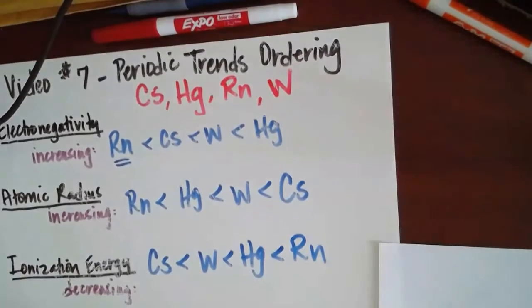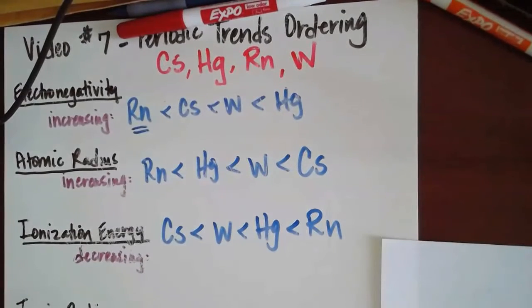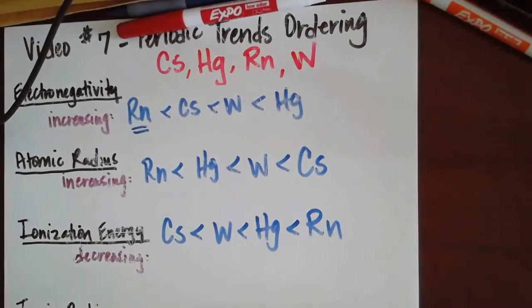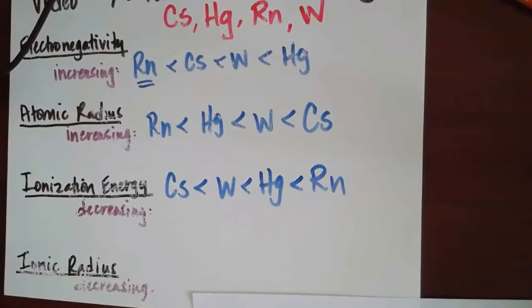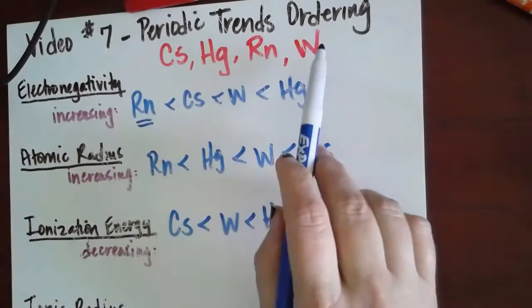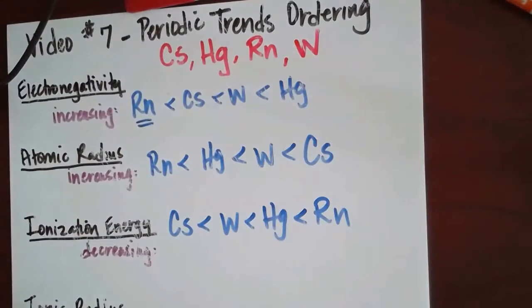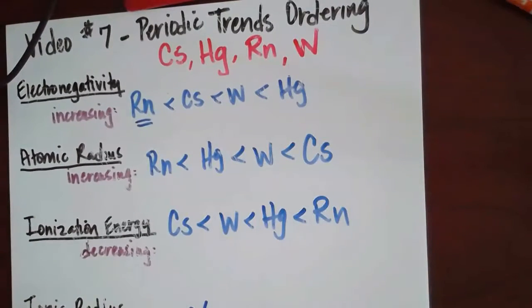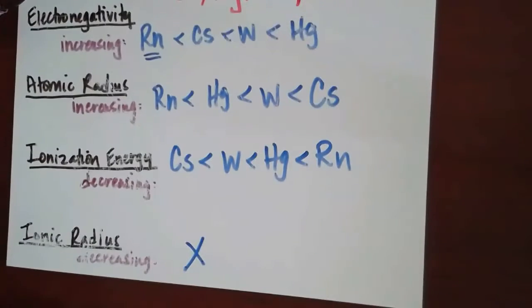Now, the last one is a trick question. I'm going to give you a second to see if you can figure out why ionic radius is a trick question based on the elements that we have. All right, so why is it a trick question? If you said because there are no ions in our list, you are absolutely correct. Because there are no ions on our list, this is not an answer that we can do. So ionic radius is not a possibility.